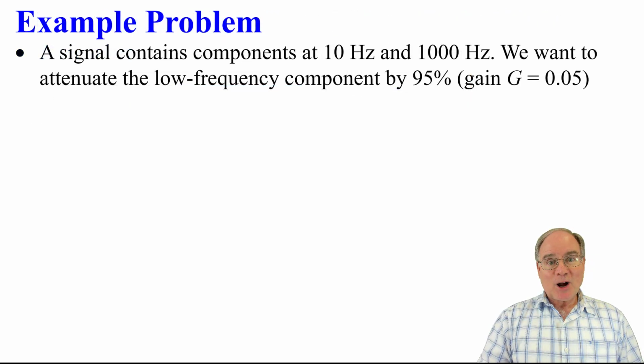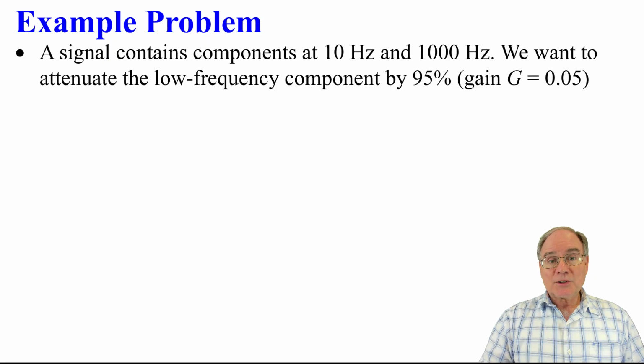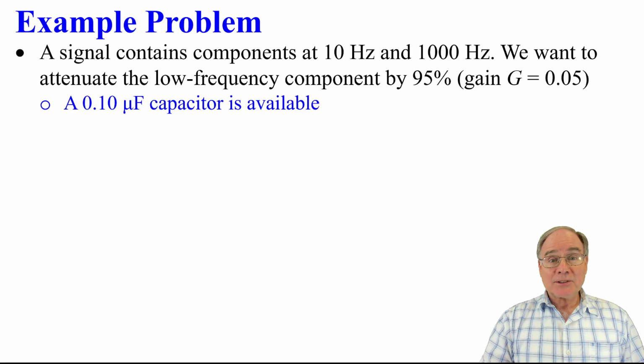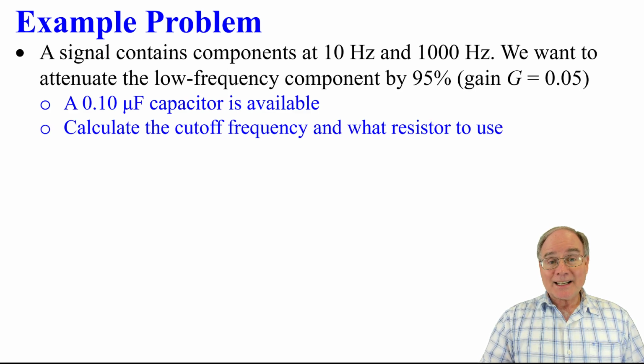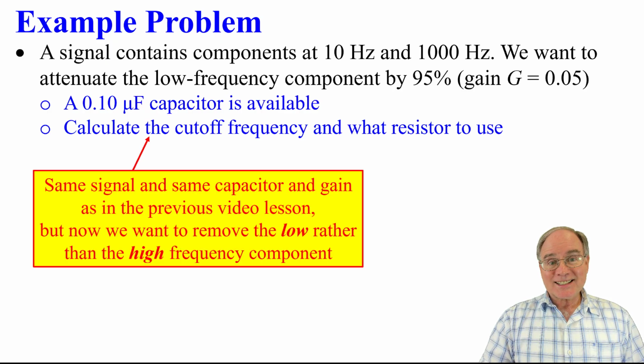Let's do an example problem. Our input is a signal that contains both 10 Hz and 1000 Hz components. We want to attenuate the low frequency component to a gain of 0.05. We have a 0.1 microfarad capacitor available, so we need to calculate the cutoff frequency and the resistor that we'll use. Note that this is exactly the same input signal, capacitor, and gain that we prescribed for the previous example problem. But now we want to attenuate the low frequency rather than the high frequency.